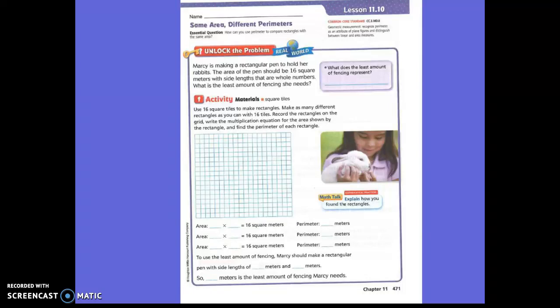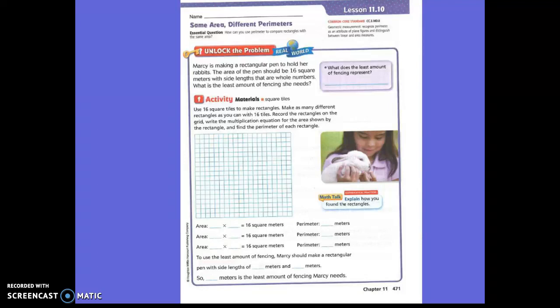Boys and girls, today you're going to compare perimeters of rectangles that have the same area. This is just the opposite of what we did yesterday. Yesterday we had the same perimeter in different areas. Today we're going to have the same area but different perimeters. Please read the story problem.